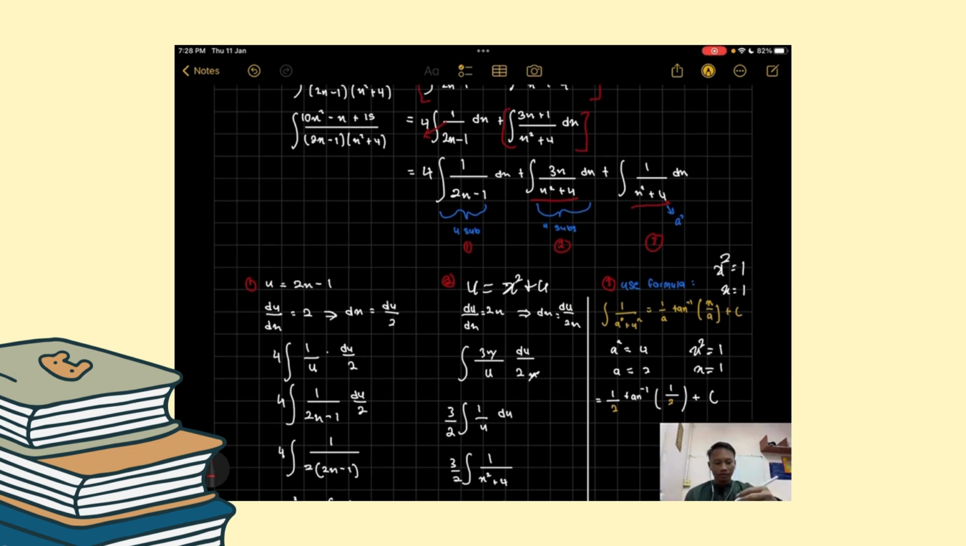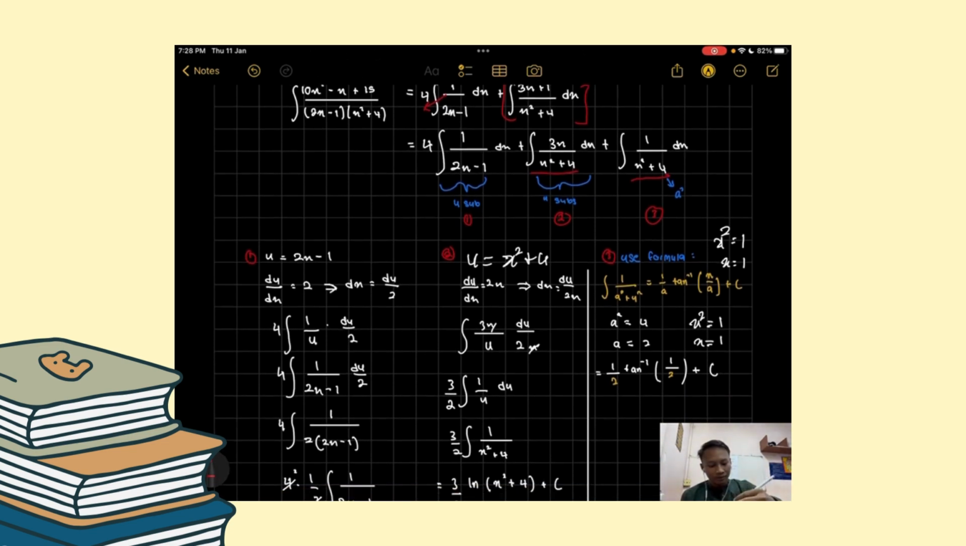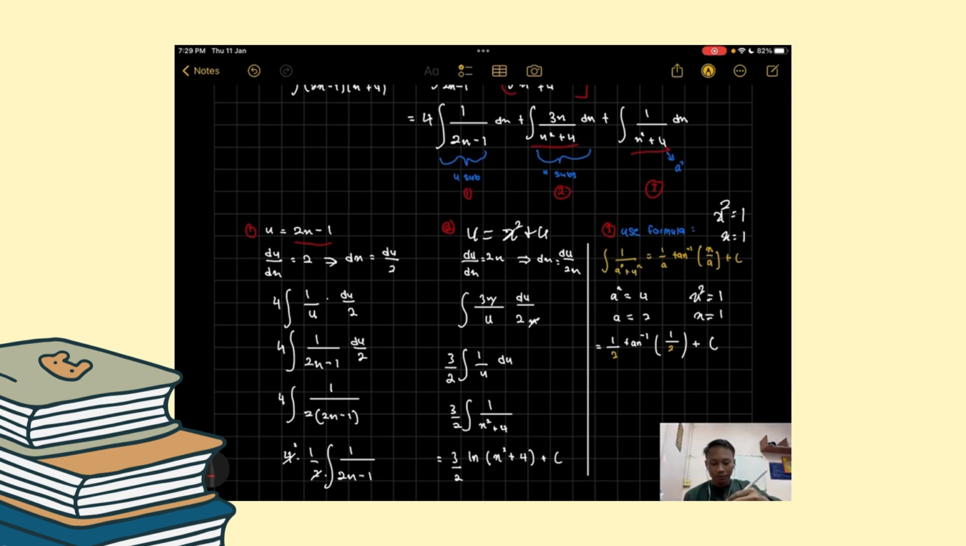By using U substitution, the first step we need to know is we take out the value of U as the most complicated term, not function. For the first one, we took 2x minus 1 as the value of U and differentiate, du over dx. We got 2, and dx equal to du over 2. So we continue the integration.